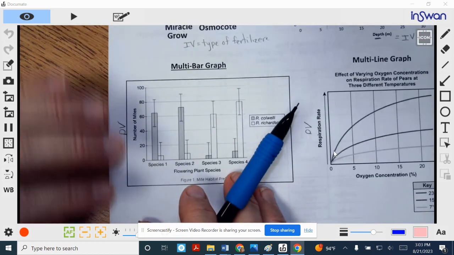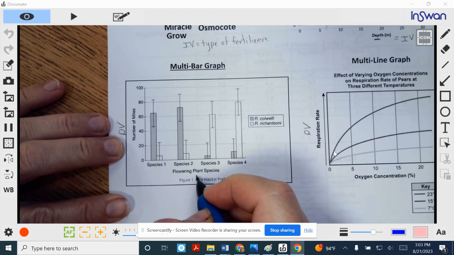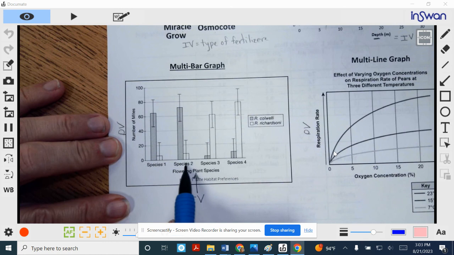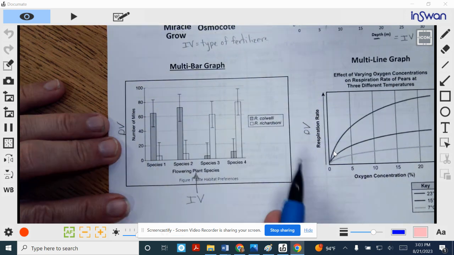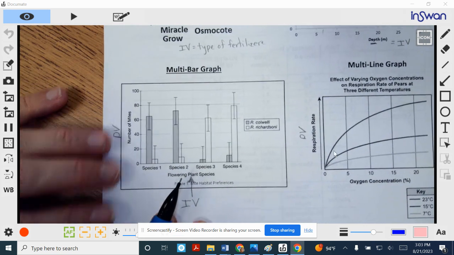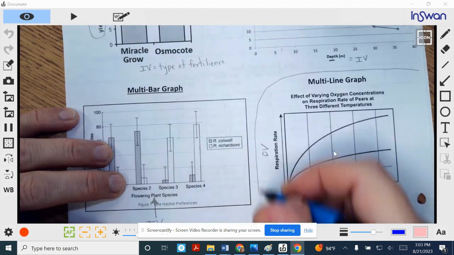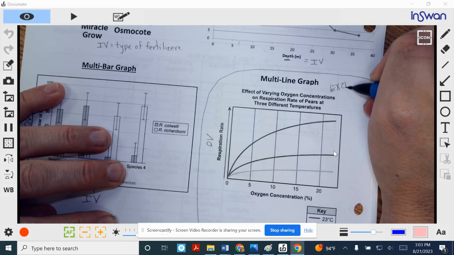Same thing with the multi-bar graph. If you are looking at it to figure out the IV and the DV, the DV is always here, and it's always a safe bet to say that the IV would be what we're comparing here. So it looks like we're comparing different species of flowering plants, okay? So the flowering plant species would be what I chose to make different. All right, now I want to box this one off a little bit because this one's special. This one is the exception.